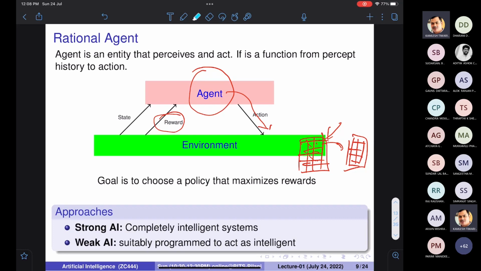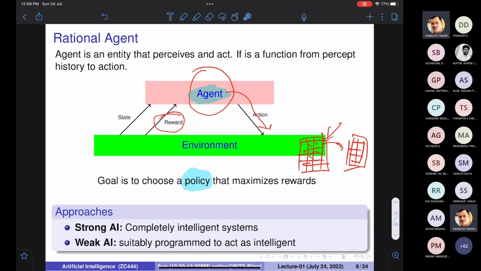So how can this agent decide what to do? It has some policy, means some function, that tells that if this is the environment, then you take this action. This particular function has a technical name: we call it policy. And the purpose of the policy is to maximize the reward. It needs more reward. Is this diagram clear? Very simple diagram, but a very, very important diagram.